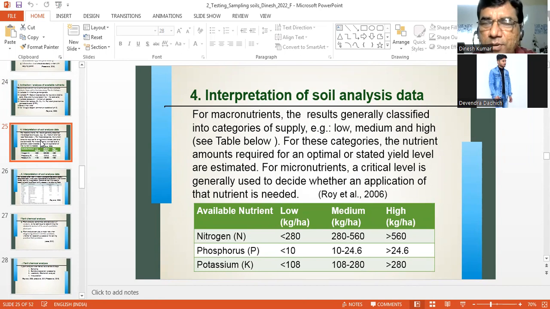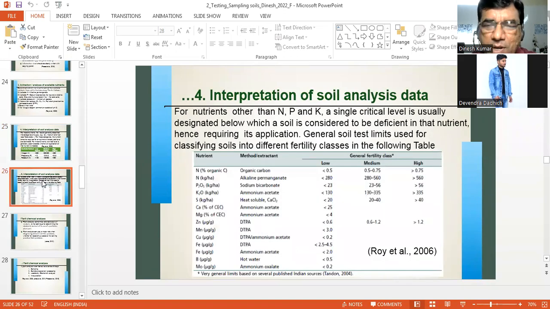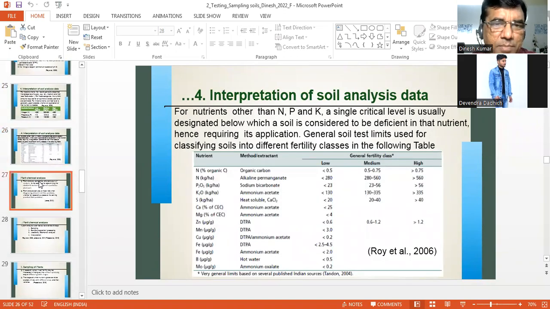Interpretation I have already shown you in the soil health card while we were dealing with analysis of nitrogen, organic matter, and so on. So at that time we have seen interpretation. Whatever results we have obtained, we need to compare with the standard charts or standard data which is available for different nutrients: very high, high, medium, low, very low. So interpretation is required, and you can do it; I have already covered this interpretation part.